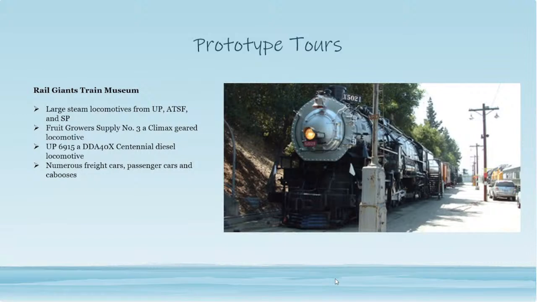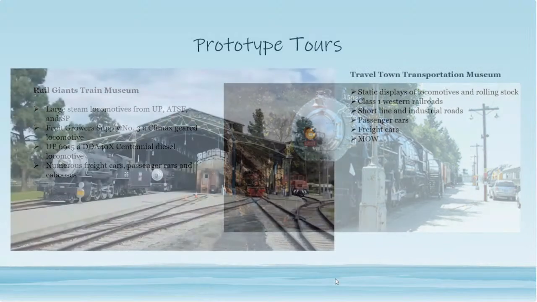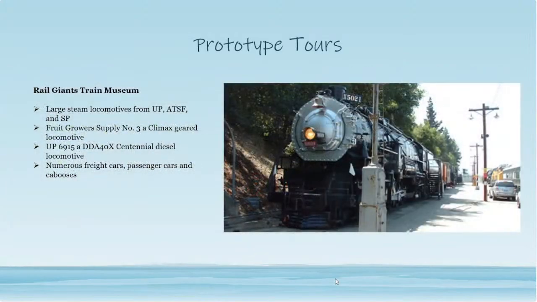Rail Giants Train Museum. This is also static displays of different locomotives and rolling stock. This is where the Big Boy actually came out of, the 4014, before it went up to Cheyenne for refurbishment and returned back to the rails. Very, very fine display there. Actually there, we're also going to visit a little G-scale garden railway that's associated there with the Fairplex.